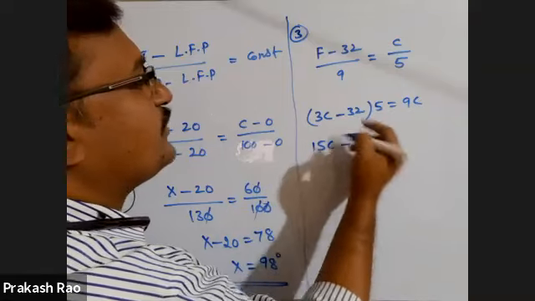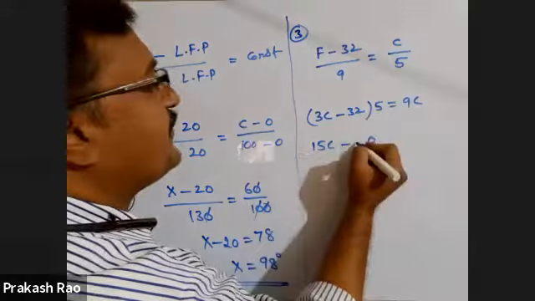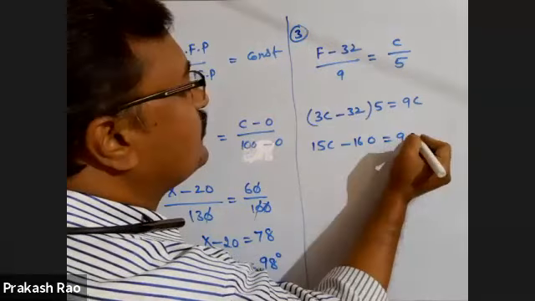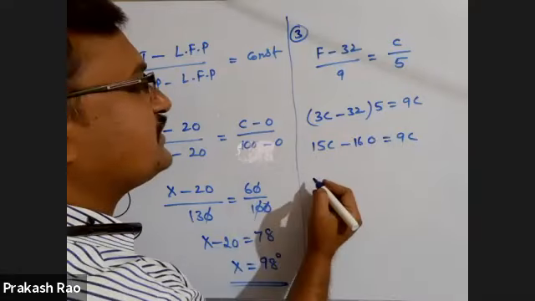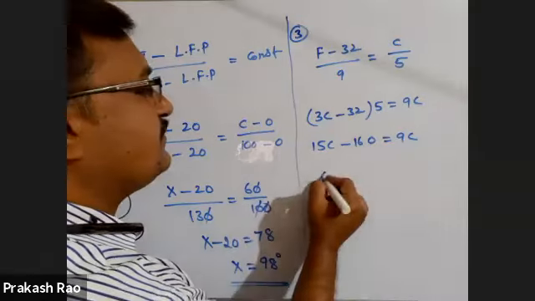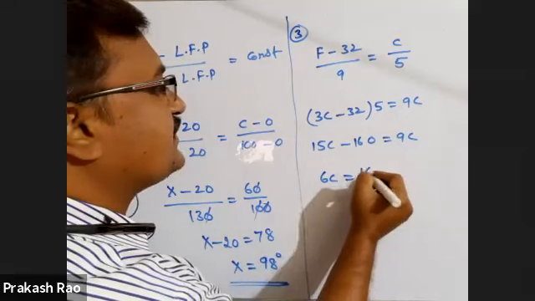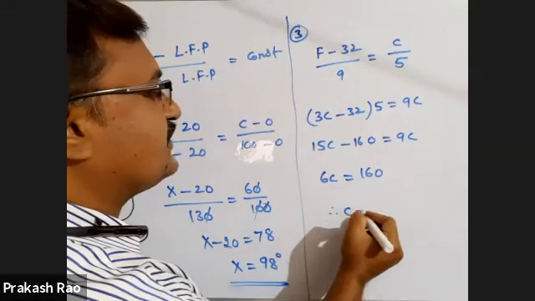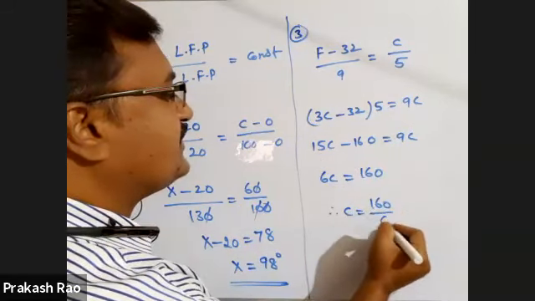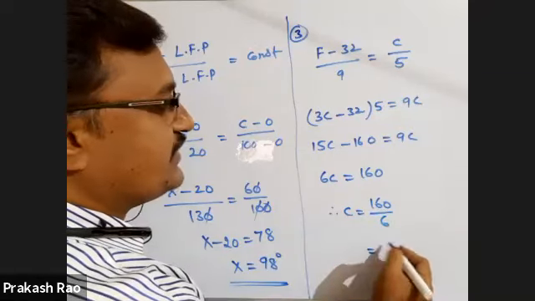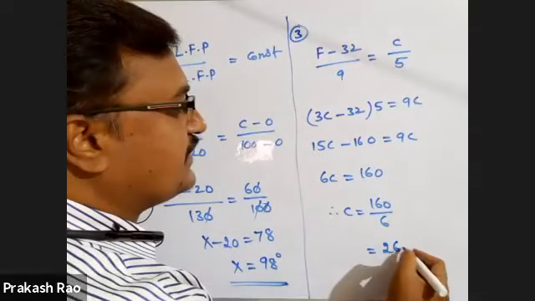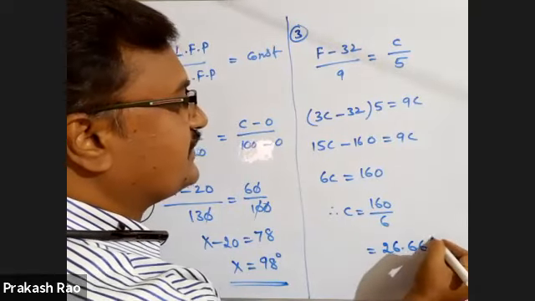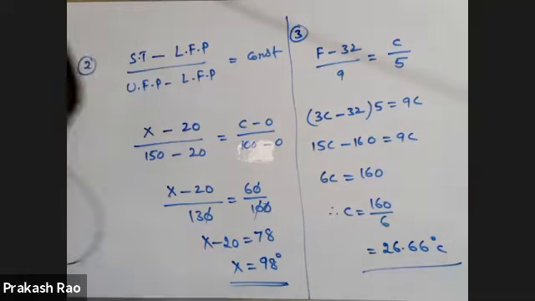Multiplying this, 5 threes are 15, so 15C minus 160 is equal to 9C. Send 160 to the other side and 9C to this side: 15C minus 9C, 6C. 6C is equal to 160. Therefore, C is equal to 160 by 6, which is 26.67. This is your answer.